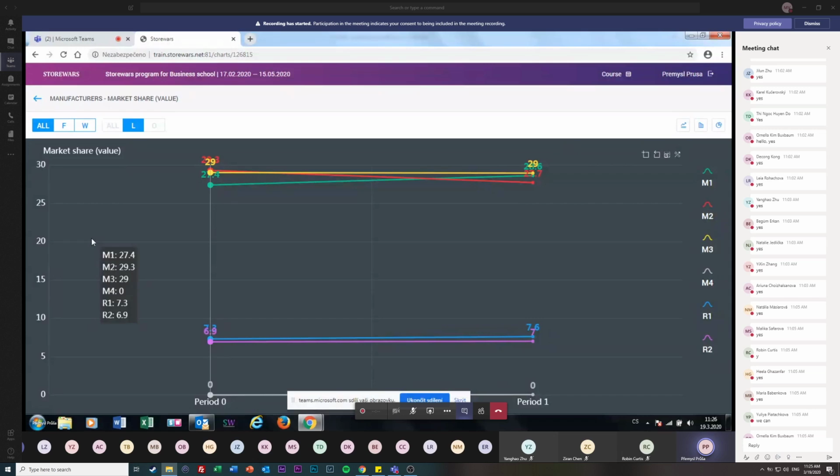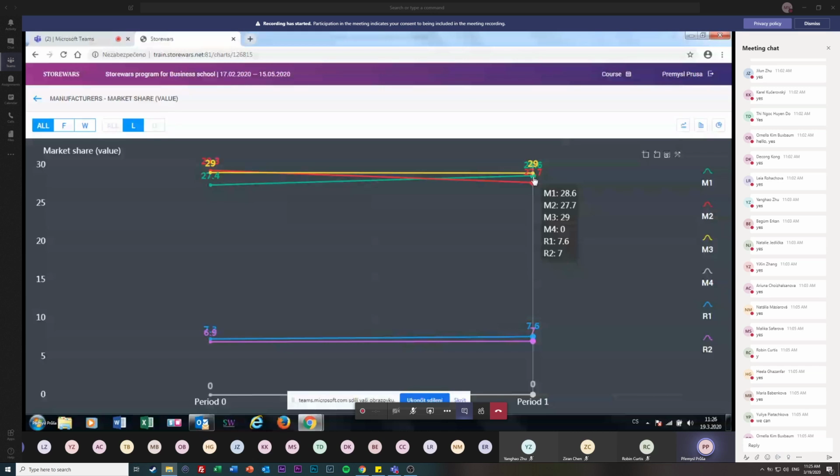So far, it looks like it's manufacturer 2 having the biggest market share. Then on the second position, it's manufacturer 2 and manufacturer 1, and manufacturer 2 is having the least, but the differences are small.